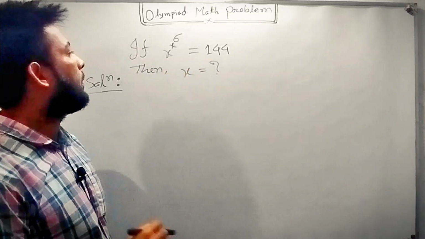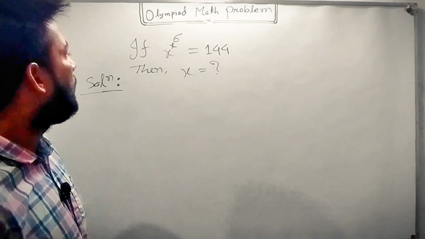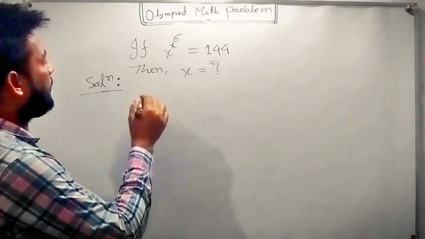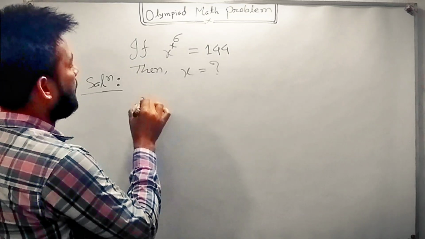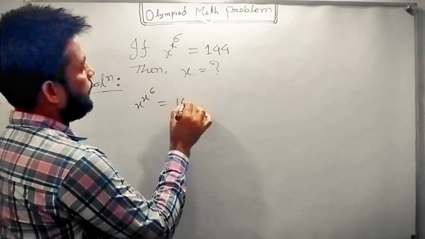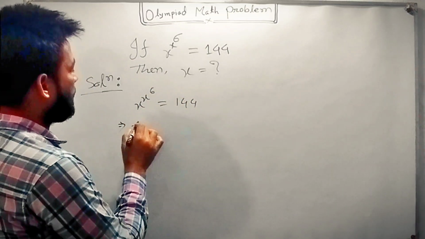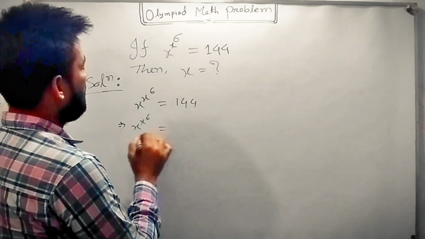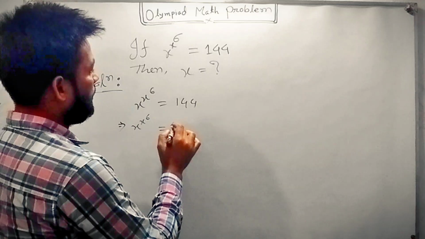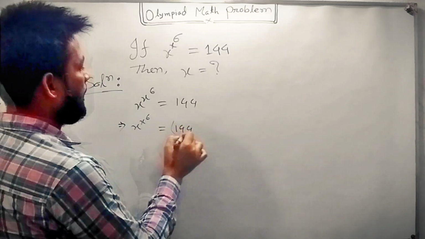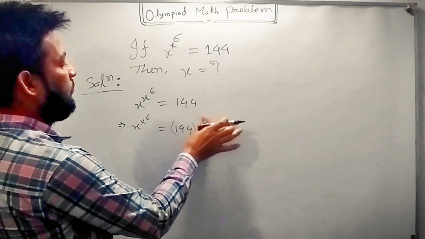This is the Olympiad problem. We will solve this problem and find out the value of x. Then we may write x power x equals 144. We may write x^6 equal 144, equal 1.